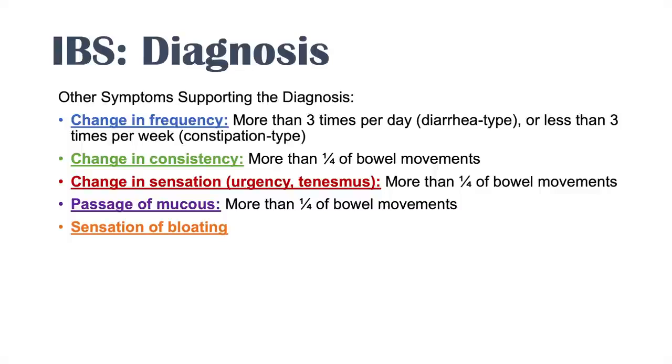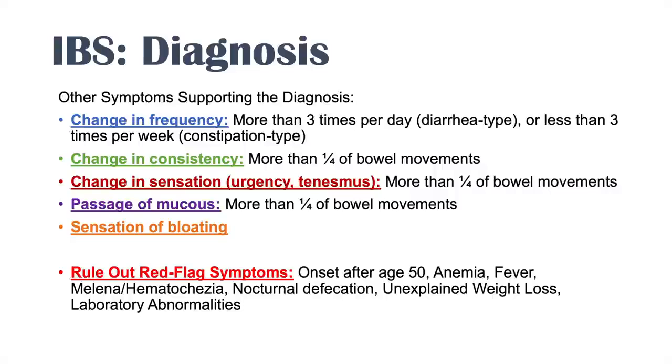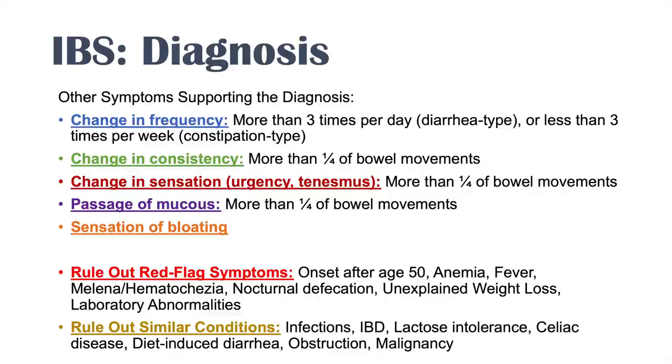But before we move on from diagnosing IBS, what is important to recognize is that IBS is essentially a diagnosis of exclusion. We need to rule out any red flag symptoms before we officially make a diagnosis of IBS. So red flag symptoms include the following. If the symptoms occurred with an onset after age 50, that's a red flag symptom because, as I mentioned before, the onset of symptoms occurs in young adulthood. If there's anemia involved, if there's a fever involved, melena or hematochezia, nocturnal defecation, unexplained weight loss, and laboratory abnormalities, all of these are red flag symptoms that we need to ensure there's nothing else going on. And we need to rule out similar conditions that can cause some of these red flag symptoms.